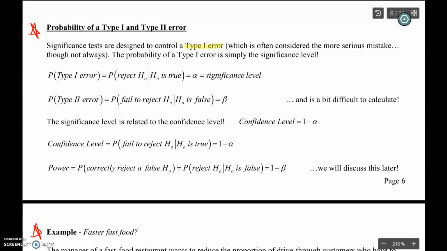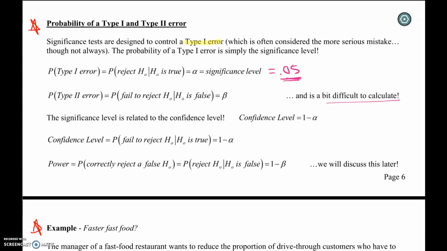Remember the alpha level that we were picking before? Oftentimes we pick 0.05. As long as you pick that before the test, the probability that you make a type 1 error is going to be 5%. It's the probability that you reject the null, given the null is true. So the probability of a type 2 error is called beta. This is a bit difficult to calculate. It depends upon a lot of different things, and we'll talk about that a little bit later.